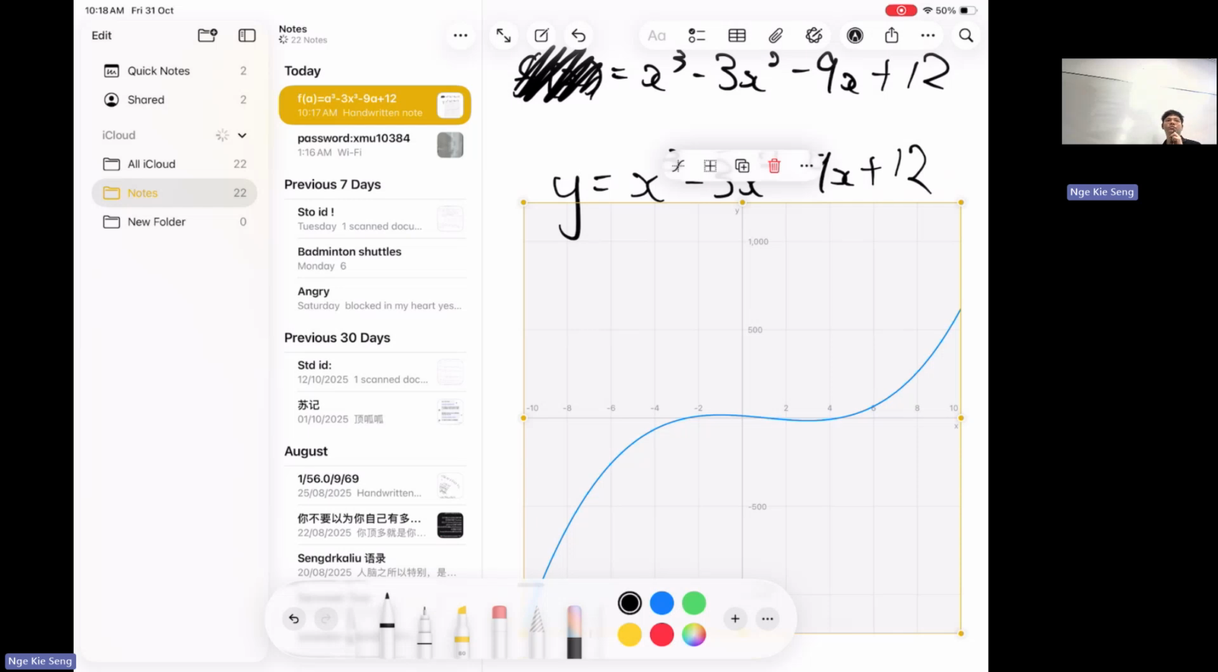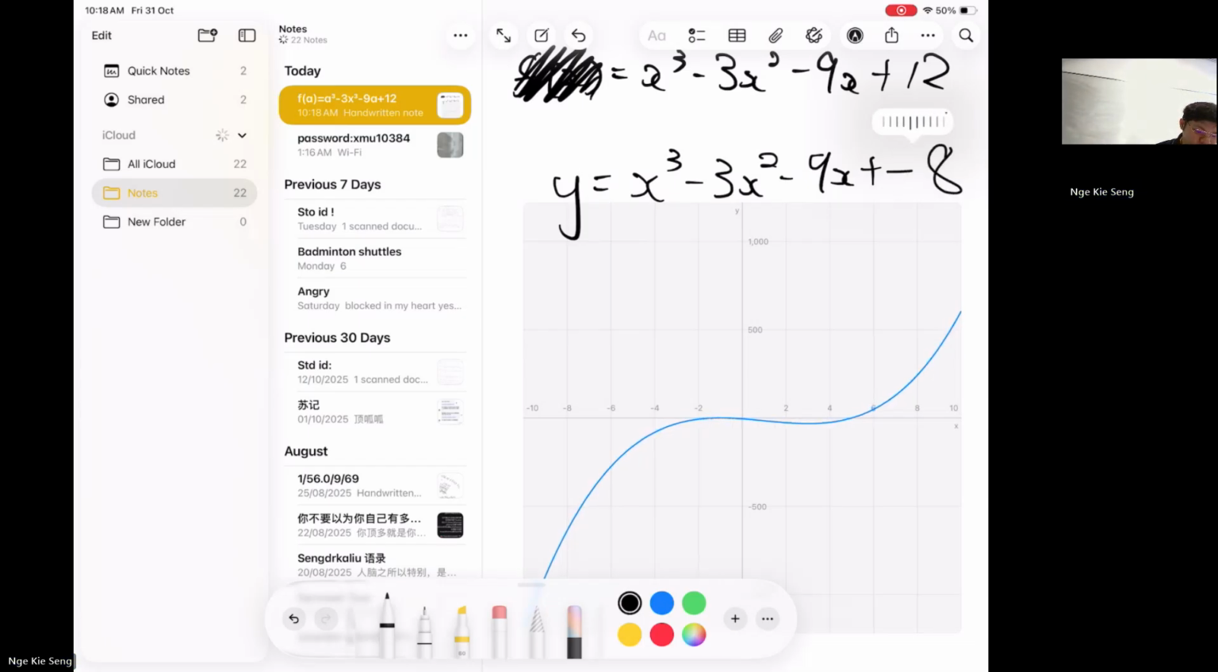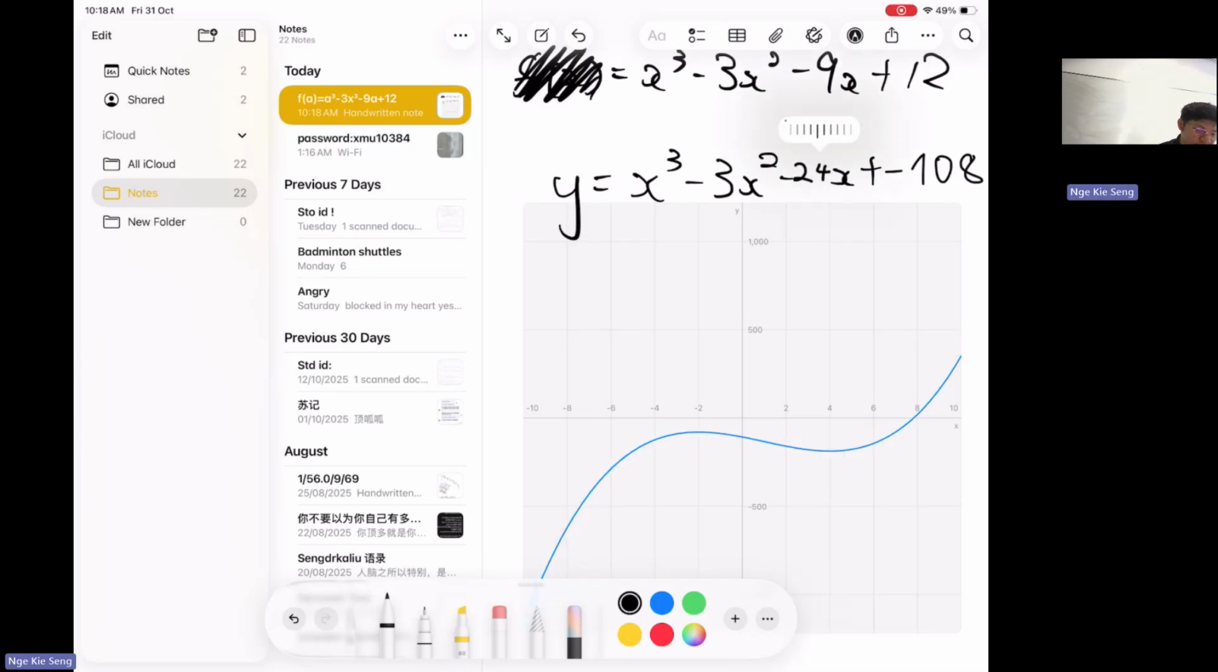Actually, this iPad can do more things. Let's say your C can vary, right? You can change this C, and then the graph can change. Can you see the graph changing? You can change the constant. Can we change the 9? Yes, we can change the 9 as well. Can you see this variable here?